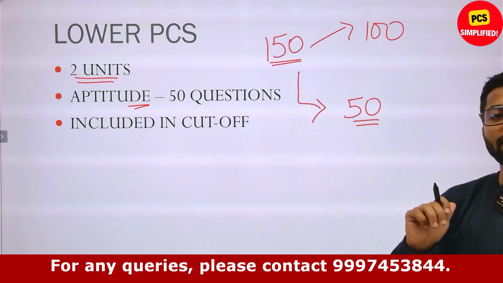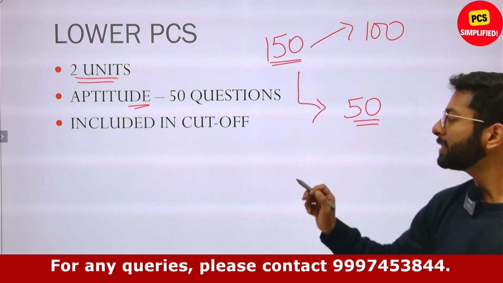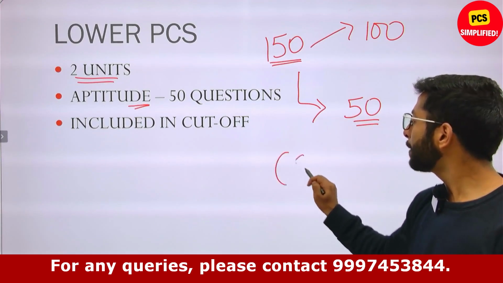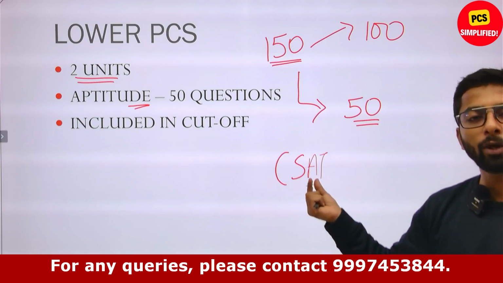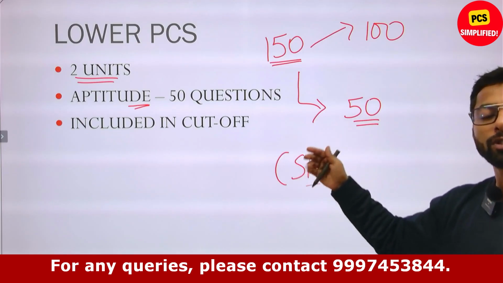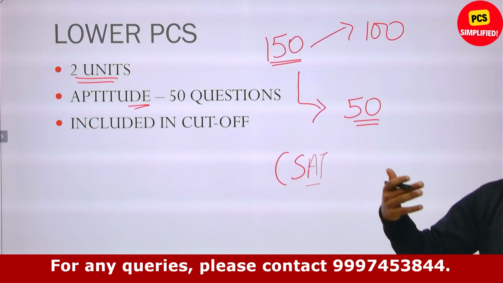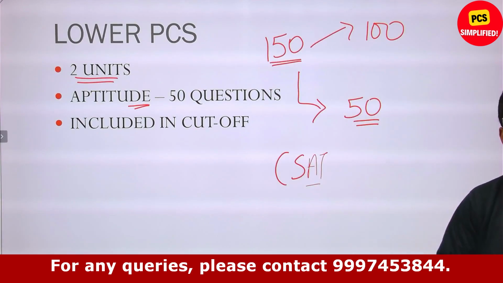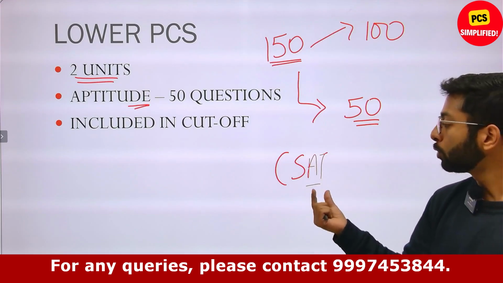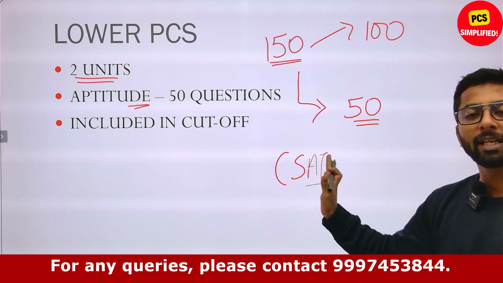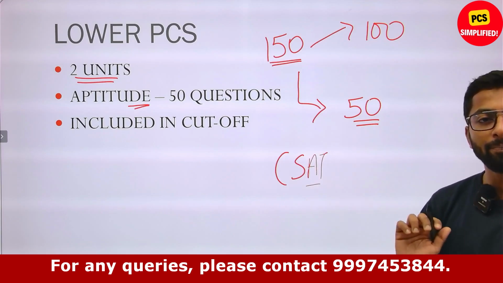The main thing is that in upper PCS you will see that there is a second paper called the CSAT paper. Now this CSAT paper is only qualifying in nature. That means the CSAT paper in upper PCS, which mainly covers maths, reasoning and comprehension, is only qualifying in nature.